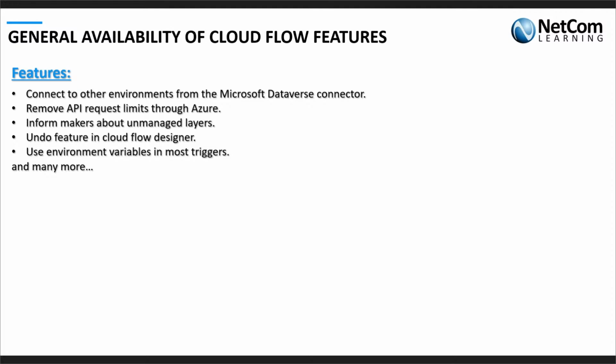Next, if there are any unmanaged layers in the Power Automate flows, you can inform the makers about that. Okay, there is something that is not being managed in the cloud flow that has been created. You could go ahead and inform the makers about it.